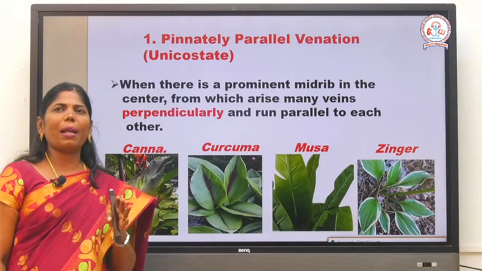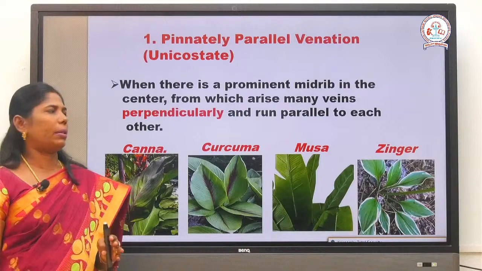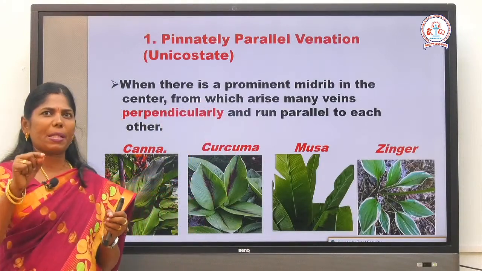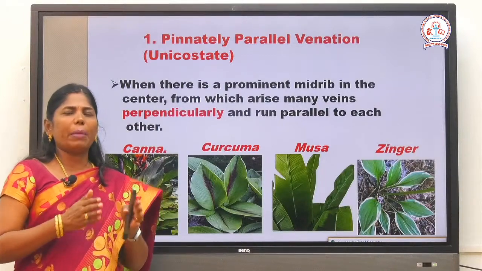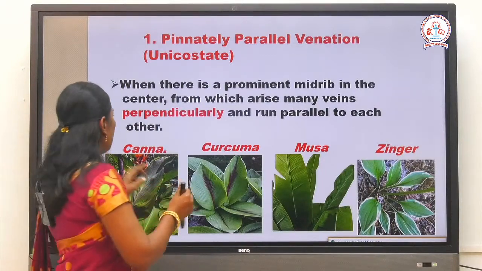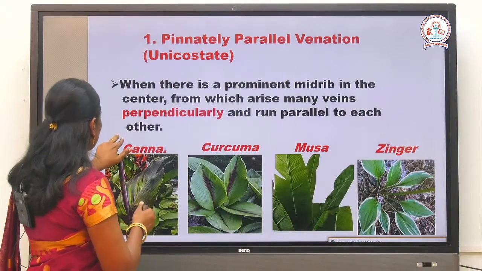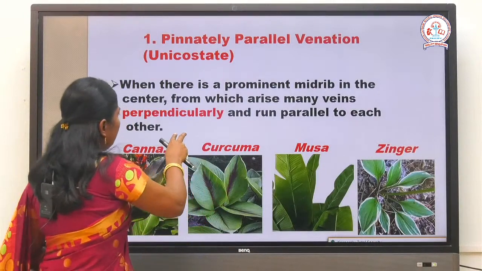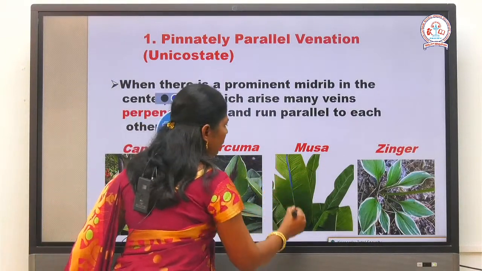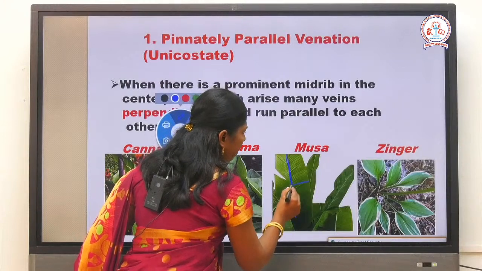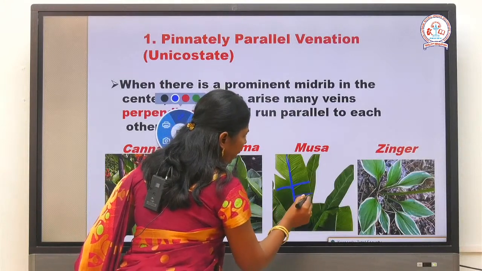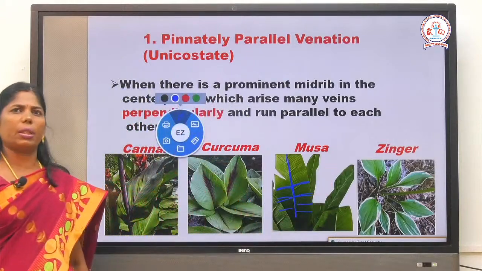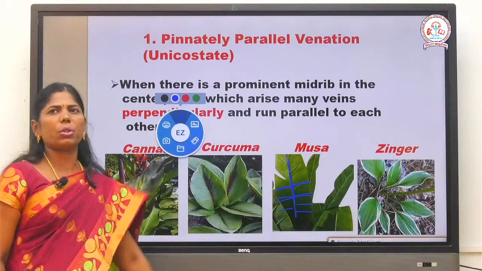Pinnately parallel venation is otherwise called unicostate. Here also a prominent midrib is present in the center, from which arise many veins that are perpendicular to it. Actually, here the veins are there, and this is your midrib. The veins are perpendicular to the midrib. From the midrib they go out like this, perpendicularly, and run parallel to each other.